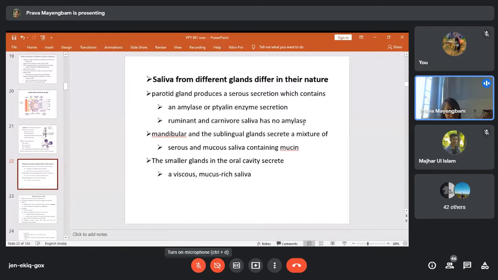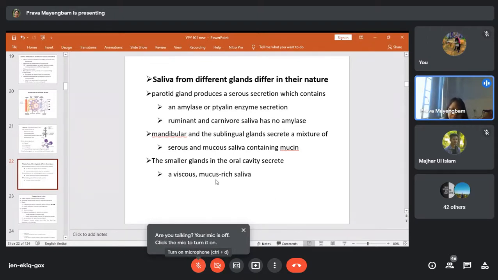Salivary amylase is present in the saliva of the other animals, the simple stomach herbivores and the omnivores. Mainly the parotid gland produces a serous type of secretion, and the mandibular and sublingual glands secrete a mixture of serous and mucous saliva containing mucin. Then the smaller glands in the oral cavity secrete a viscous, mucus-rich saliva.